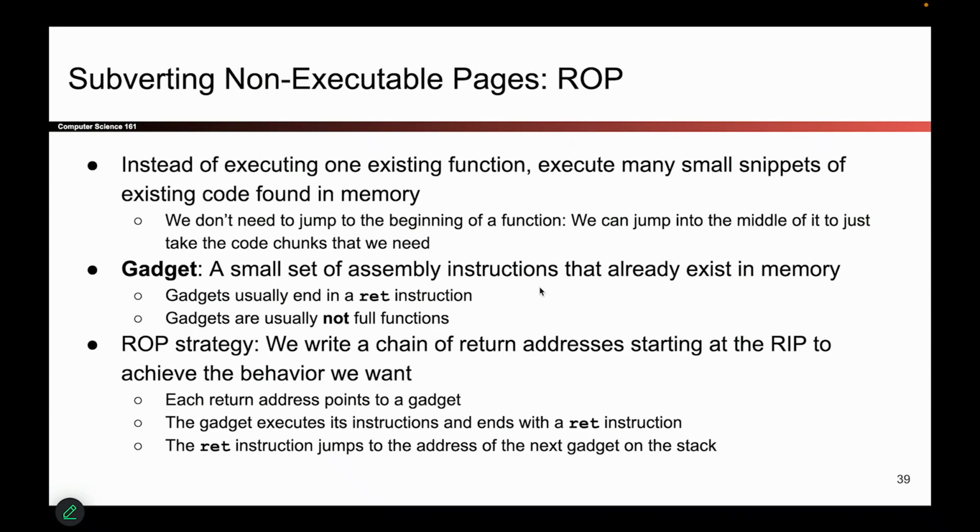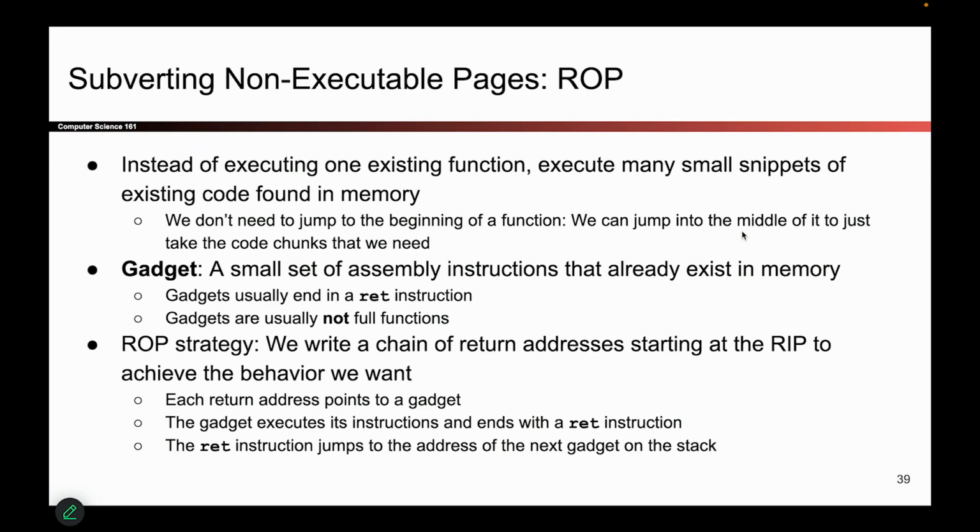And those little pieces have a name. They're called gadgets. You can think of a gadget as a little snippet of x86 code. It's just a small handful of instructions. But the key idea is they are already in memory, so the user doesn't have to write them. They can jump to the gadget and cause the gadget to execute.